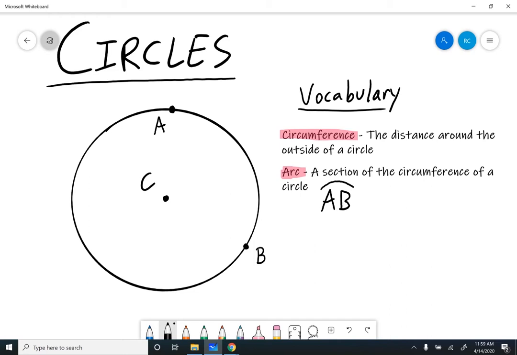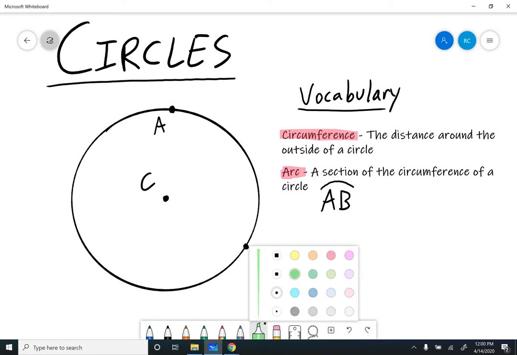Now, we want to be careful here, though, because if you'll notice, because this is a circle, there are two ways to get from point A to point B, right? I can start at A, and I can take the short way, right? Or I can start at A, and I can take the long way around. So that means that this symbol, arc AB, is kind of ambiguous. We don't know whether it is the short arc or the long arc, so we have to come up with a rule for that.